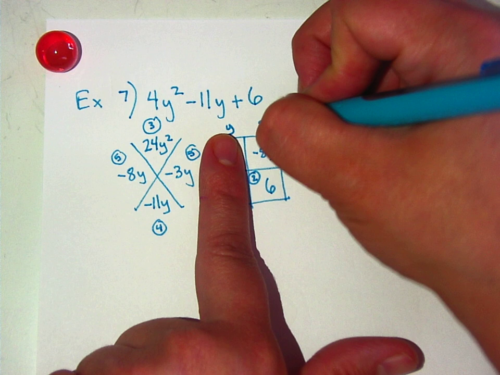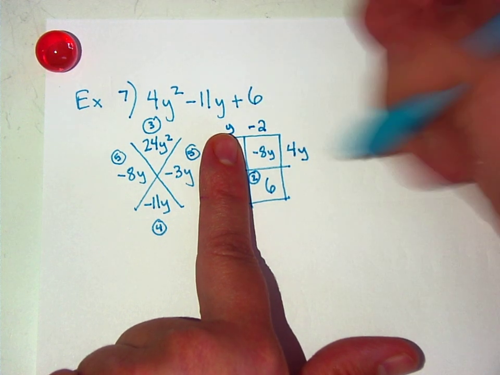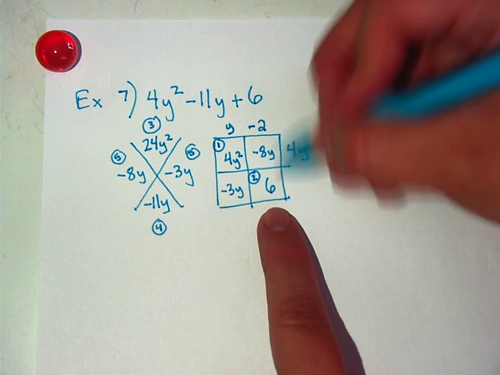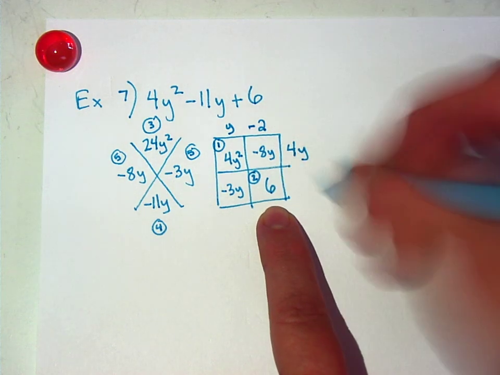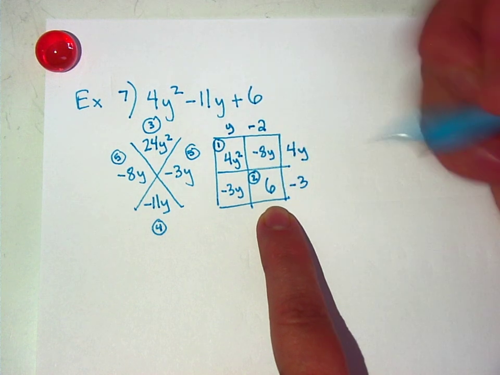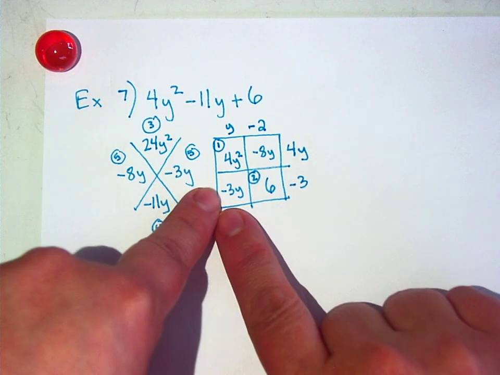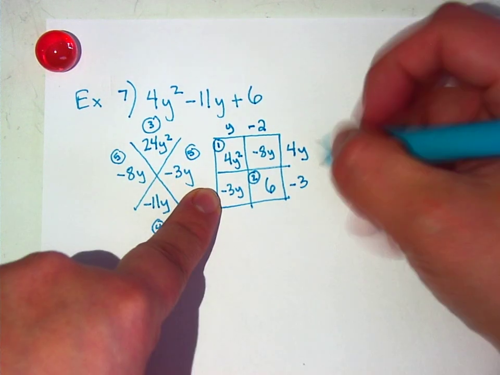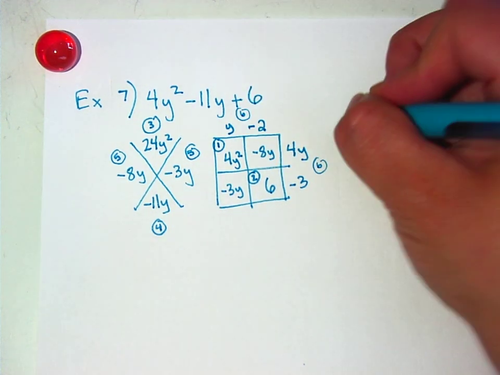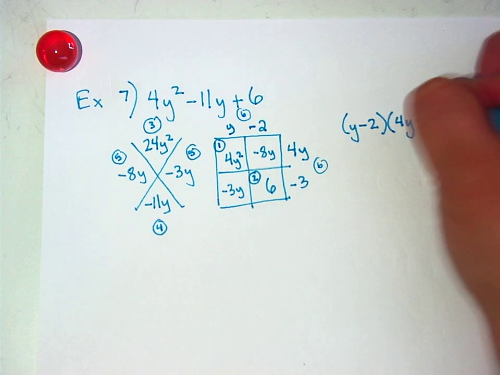A 2. I don't think that's quite right though, because 2 times 4y isn't negative 8y. Let's make this a negative 2. And then negative 2 times something equals 6. What goes here? Negative 3, because negative 3 times a negative 2 is a positive 6. And do you see how you can check in that last spot, negative 3 times y is negative 3y, so it works? Okay, so what are we on? Step 6 is kind of like figuring out this stuff on the outside. Then step 7 is just writing out those factors, y minus 2 and 4y minus 3.